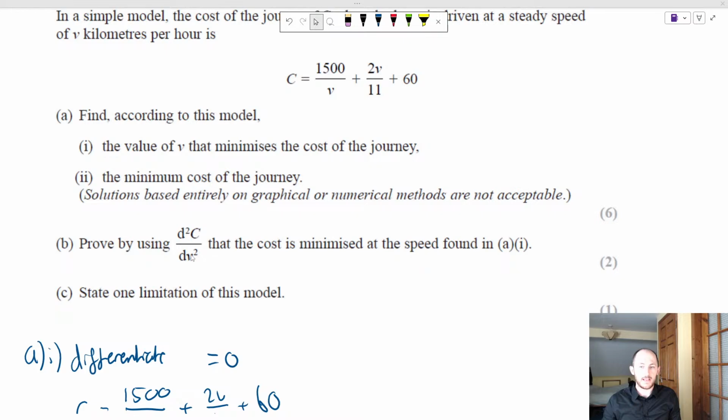Part B, prove by using this. Look, they give you what you need to do.